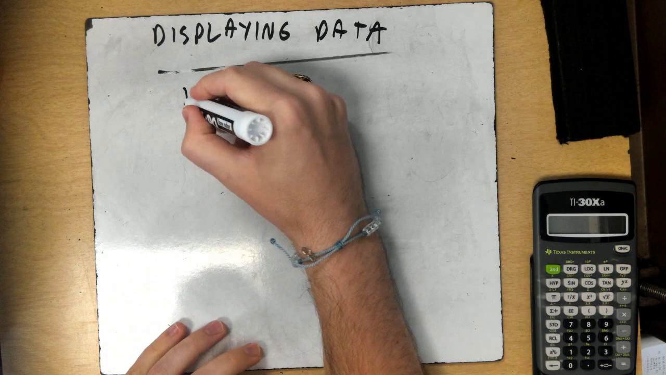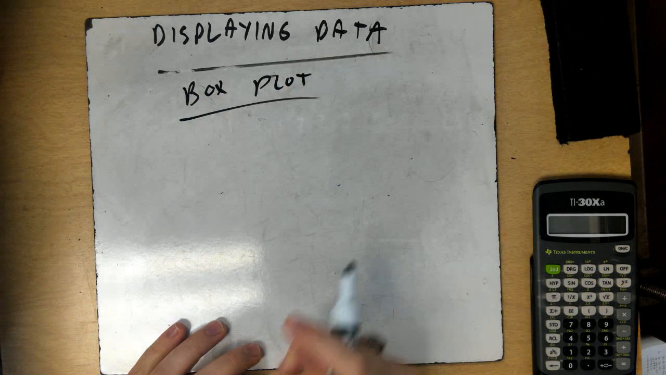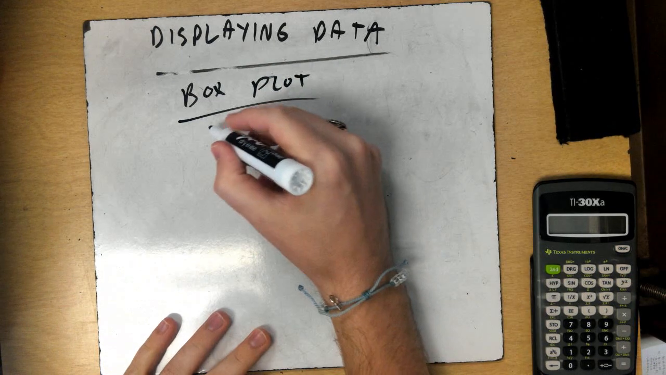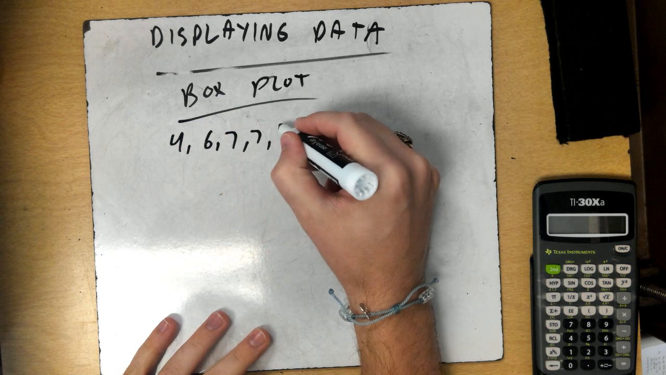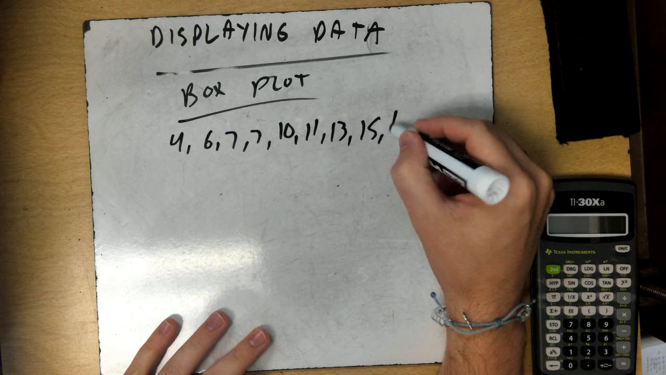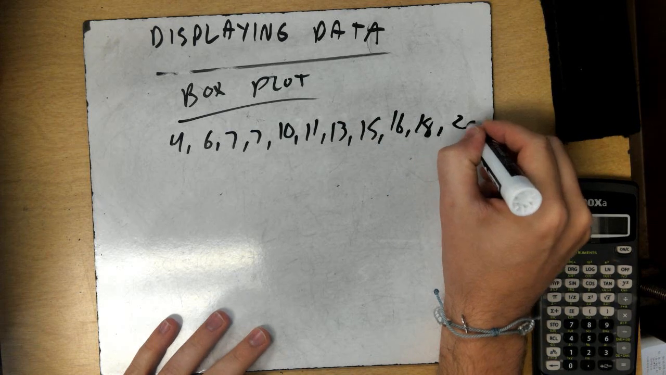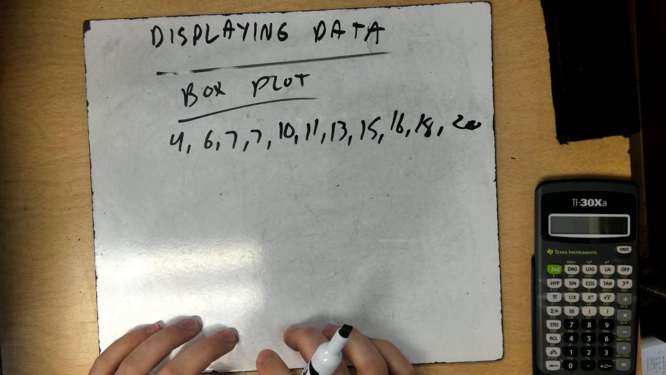Let's do a box plot, or a box and whisker plot, as some people say. Okay, so let's get some data. Let's go 4, 6, 7, 7, 10, 11, 13, 15, 16, 18, and 20. That's the numbers here.